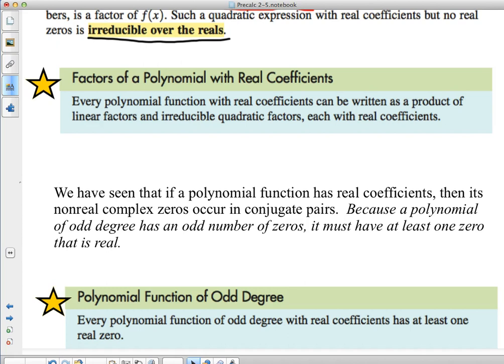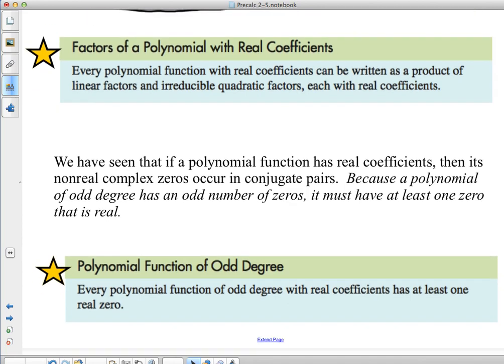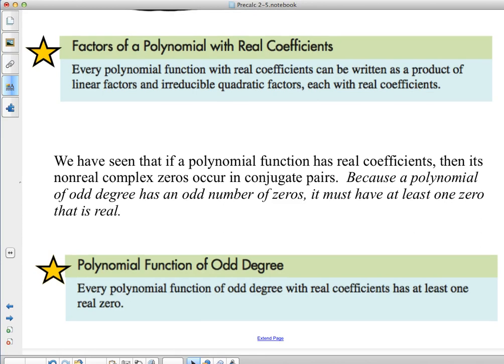We're going to do more even with them in section 2.8 when we start working with sign charts, okay, to be able to determine where your function is positive, negative, and 0, and be able to work with those irreducible quadratic factors. We have seen that if a polynomial function has real coefficients, then its non-real complex zeros occur in conjugate pairs. Because a polynomial of odd degree has an odd number of zeros, it must have at least one zero that is real, okay, because it's got to cross the x-axis.